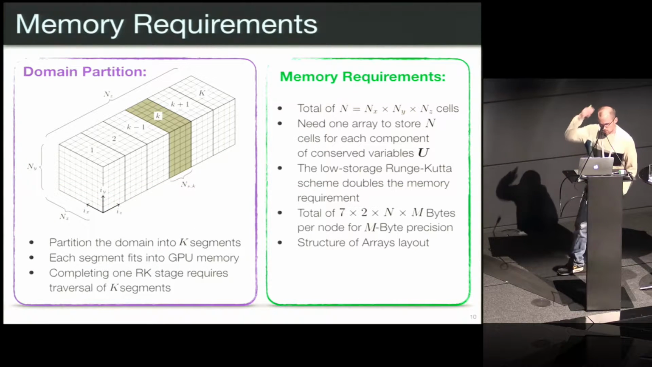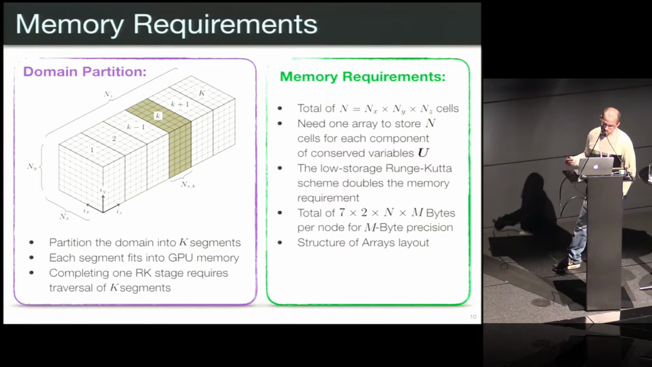In order to fit into the smaller memory domain on the GPUs, we perform a domain partition where we partition the domain into smaller segments. If the total domain consists of n cells, in terms of memory layout, we need 7 arrays in total to represent the 7 quantities in our conserved vector. Each of these arrays is of size n, and we store these arrays in the structure of arrays layout in the memory.